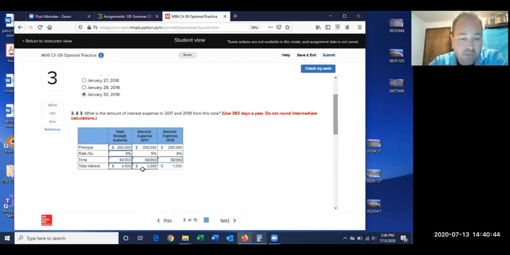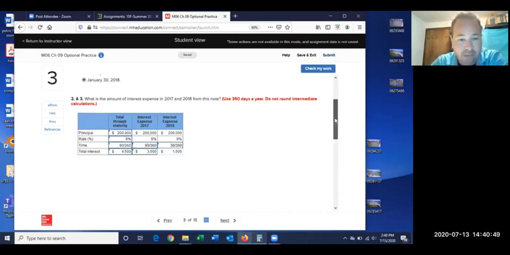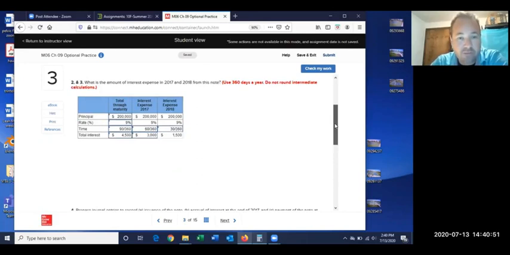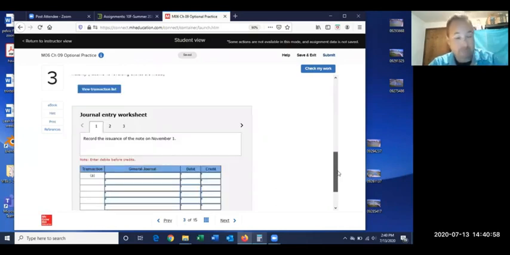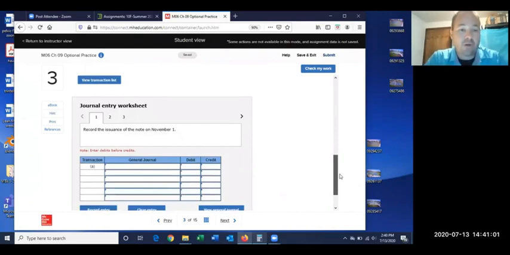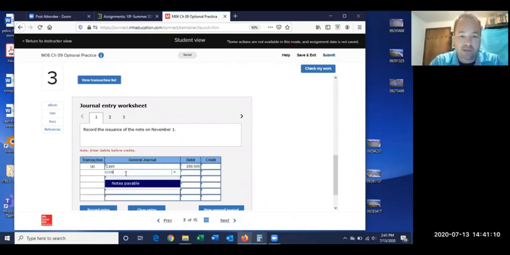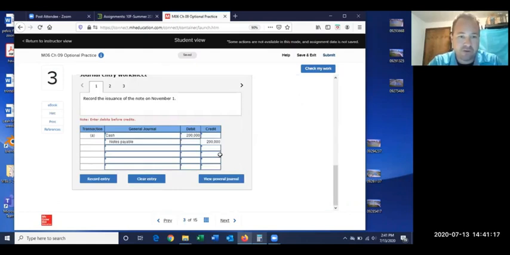Now I'm going to use these numbers. I'm just going to have to scroll back up and down, but it's not that bad. 3,000 for interest that is due in 2017 and 1,500 for the following year. Okay, so we come down here, we're going to record the issuance of the note. Remember, we are the one getting the note. So we're getting 200 grand cash and simply calling that a note payable, 200,000. So the first journal entry is very easy.